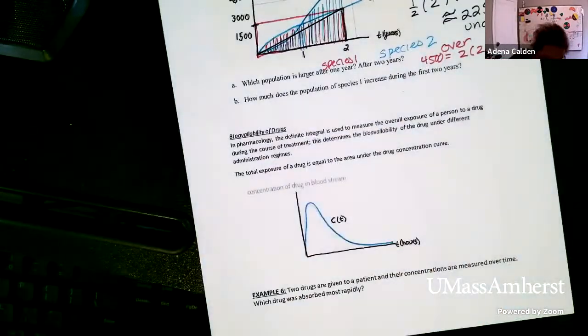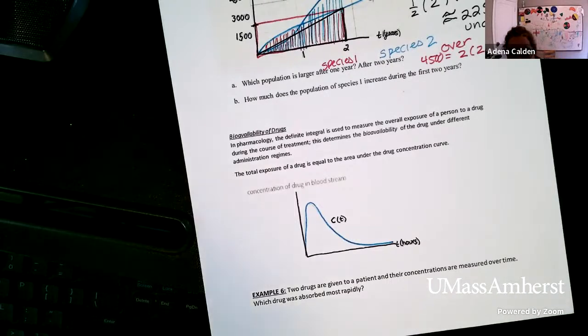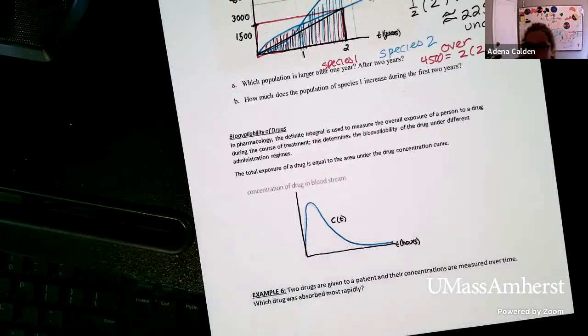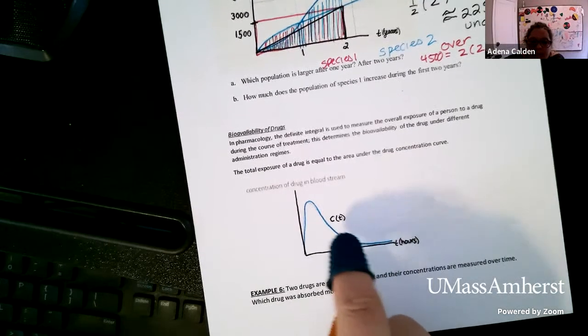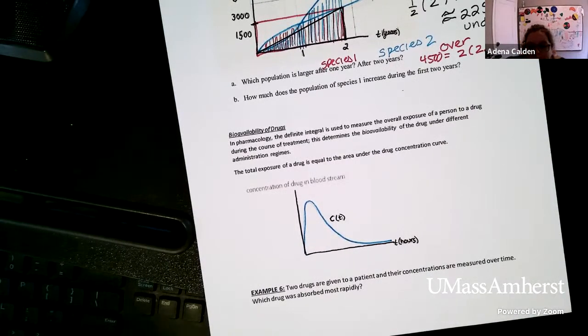So the next examples that we're going to look at have to do with what's called the bioavailability of drugs. And this is related to surge functions, which we learned about and talked about in section 4.8 a couple weeks ago. So just as a reminder, a surge function is a function that measures the amount of medicine in your blood at any given time. And it has this particular shape. We usually use C of t for concentration. So the bioavailability is related directly to surge functions.